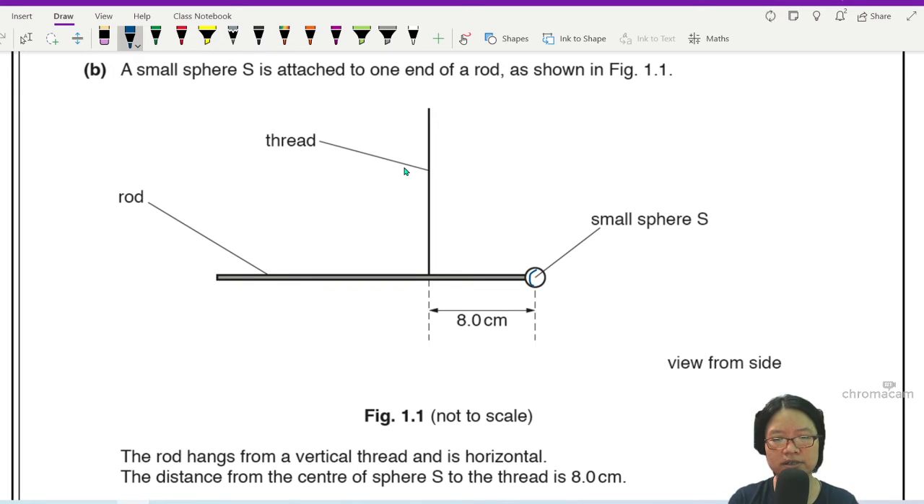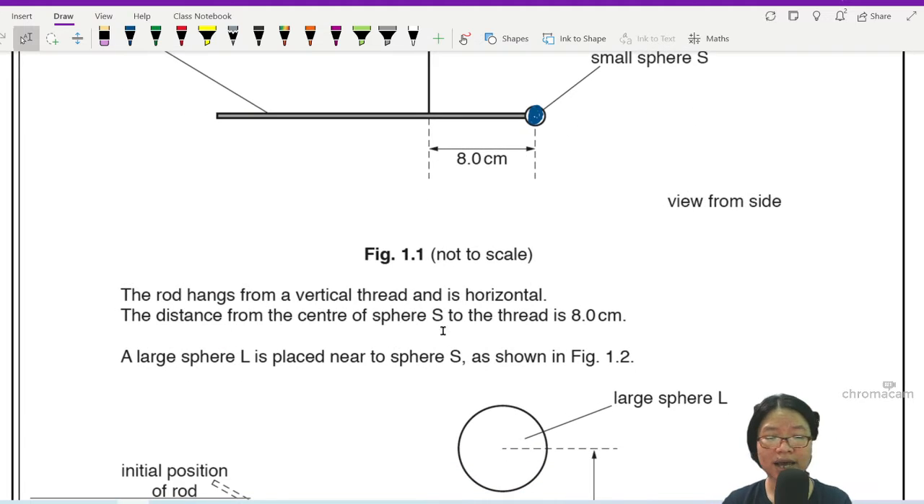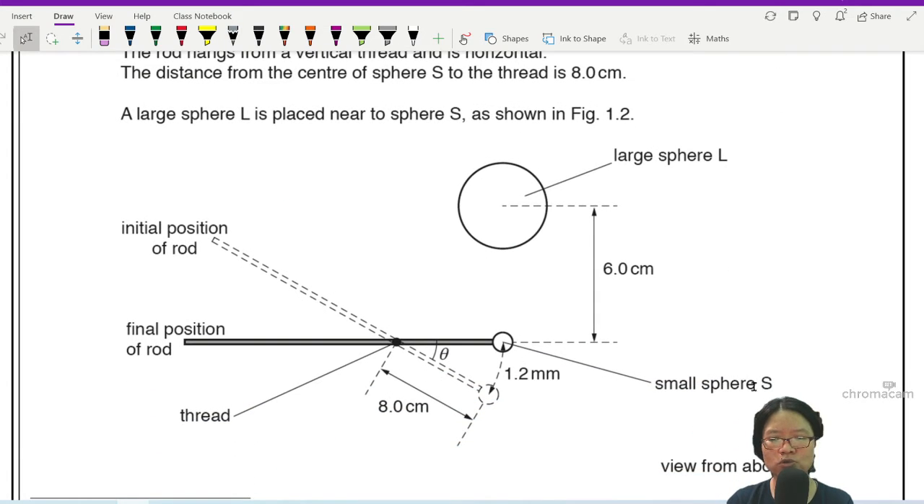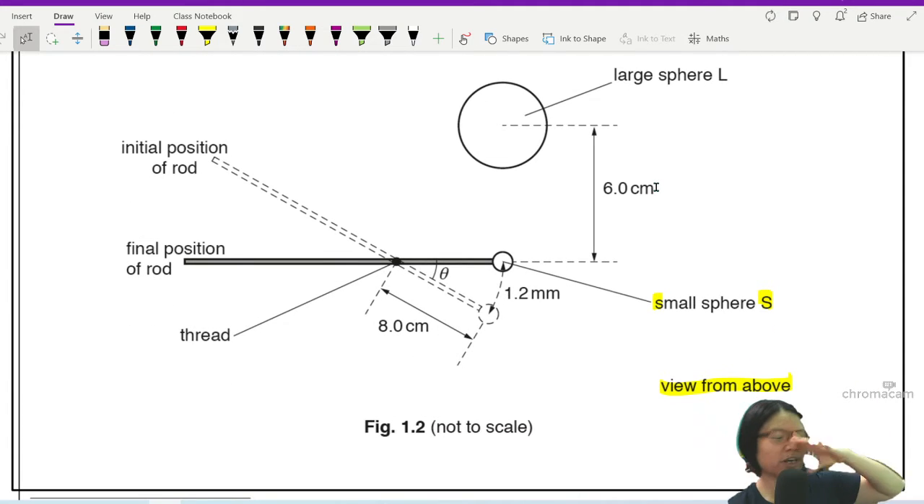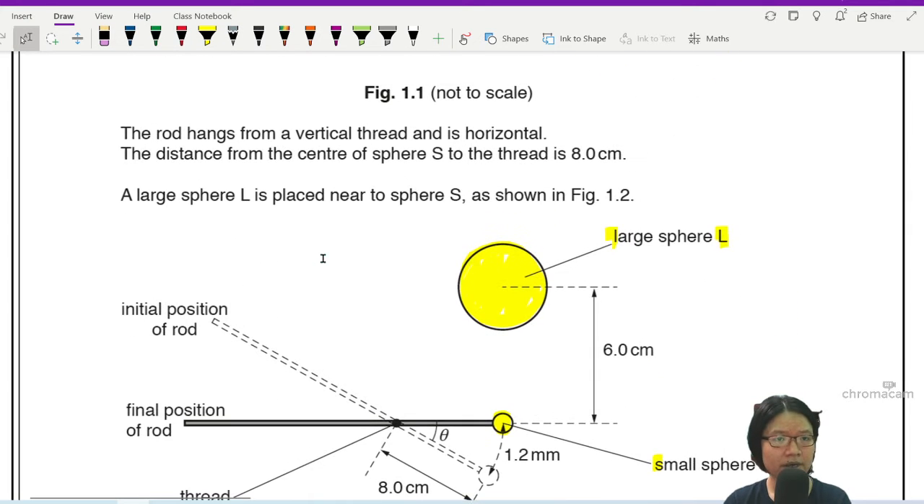So there's a small sphere S here, this tiny little ball, and it's attracted to one end of the rod as shown. The rod hangs from a vertical thread and is horizontal, probably counterbalanced by the center of mass of the rod. The distance L from the center of the sphere to the thread is 8 cm. This is the top view, view from above. You can see this small sphere S, and you have this large sphere L, L for large, and we place it close at 6 cm.